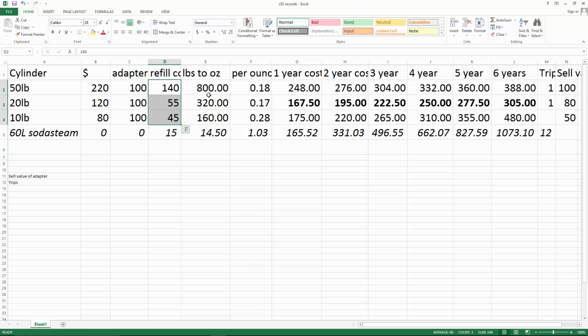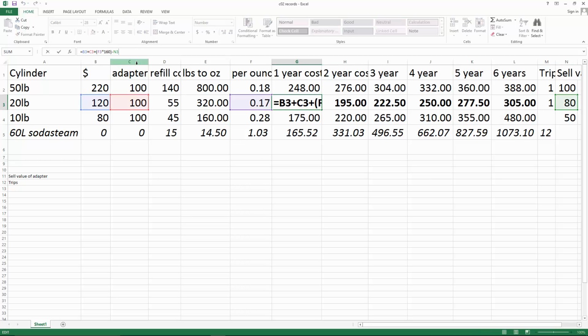The refill from Airgas, I converted the pounds to ounces so we can get a per ounce cost. And this is really what you want to look at, that SodaStream is gouging you. They're charging you $1.03 when you take 14.5 ounces divided by $15. You're paying $1.03 per ounce. Whereas on these other ones, for example, the 20 pound tank, you're going to get 320 ounces and it's going to cost you $55 to fill it out the door to exchange it, which comes out to 17 cents per ounce. So even with paying for this stuff here, and then you have a sell value.